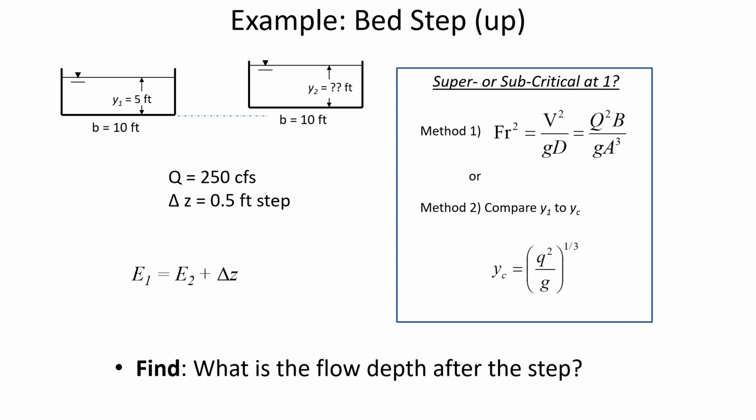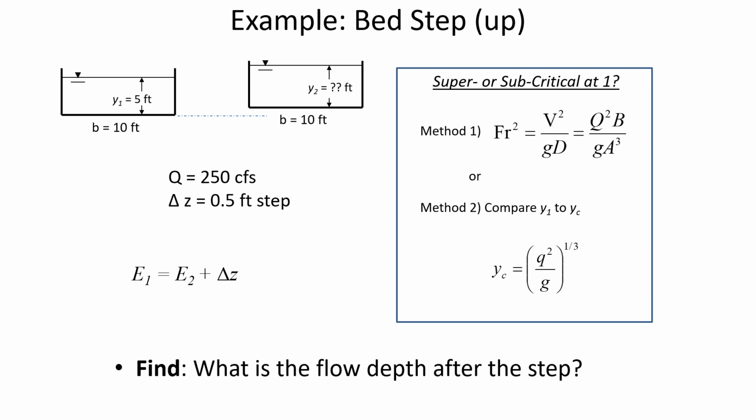Okay, so we know it's subcritical. And why do we care? It's because we're going to solve a cubic equation that'll have two positive roots, one of which is a subcritical flow depth, one of which is a supercritical flow depth. And we have to know which of those two roots we should choose.